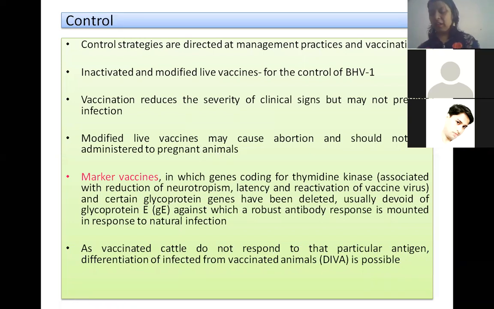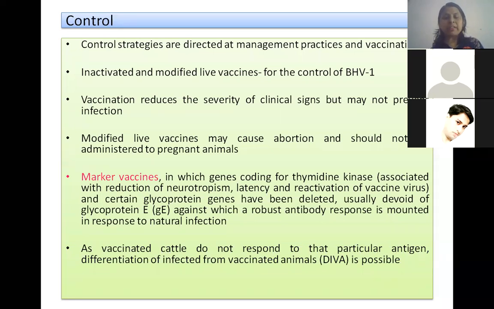Marker vaccines are also available. A marker vaccine means a vaccine which allows differentiation of infected animals from vaccinated animals. It is formed by a deletion mutant, meaning some part of the virus components are deleted, or by adding one or more proteins. In the infectious rhinotracheitis virus vaccine, the genes coding for thymidine kinase are deleted.